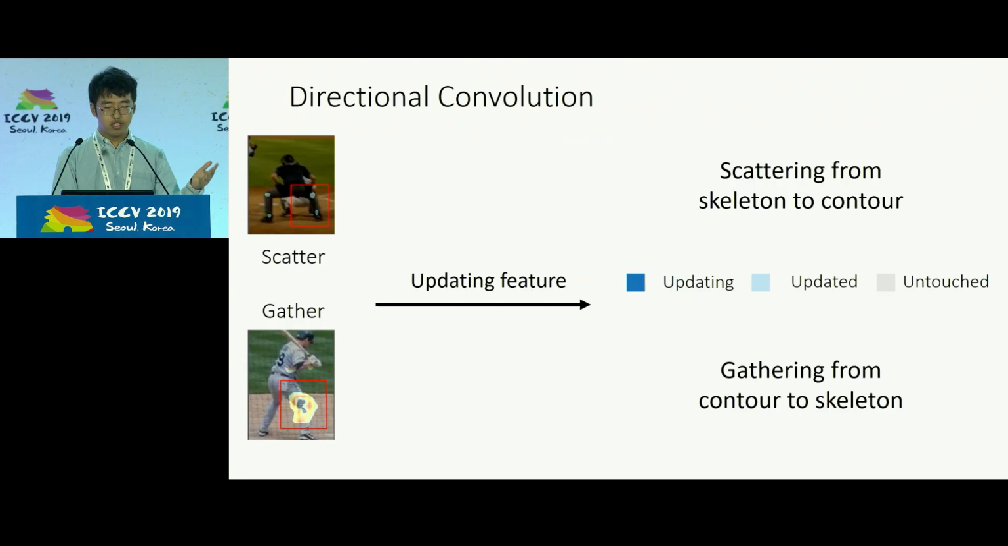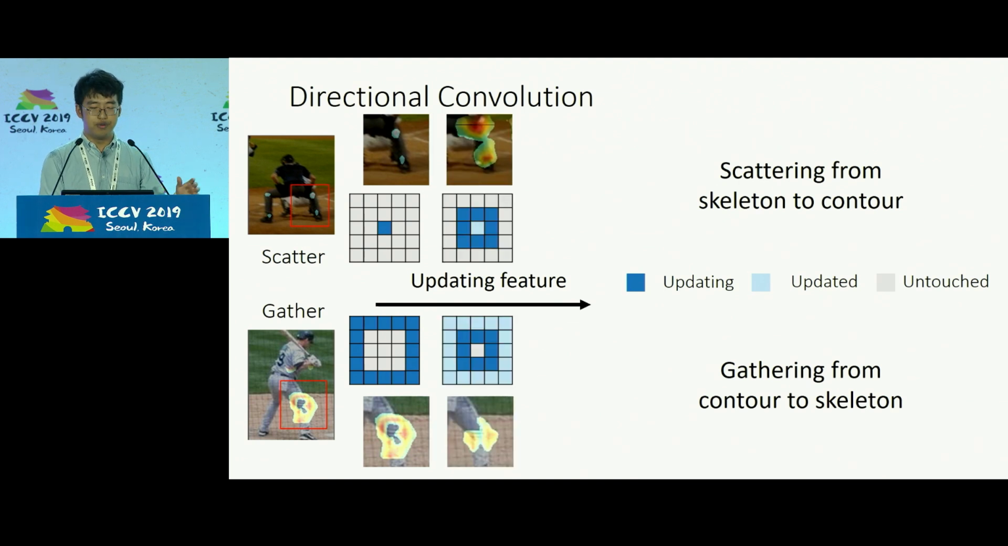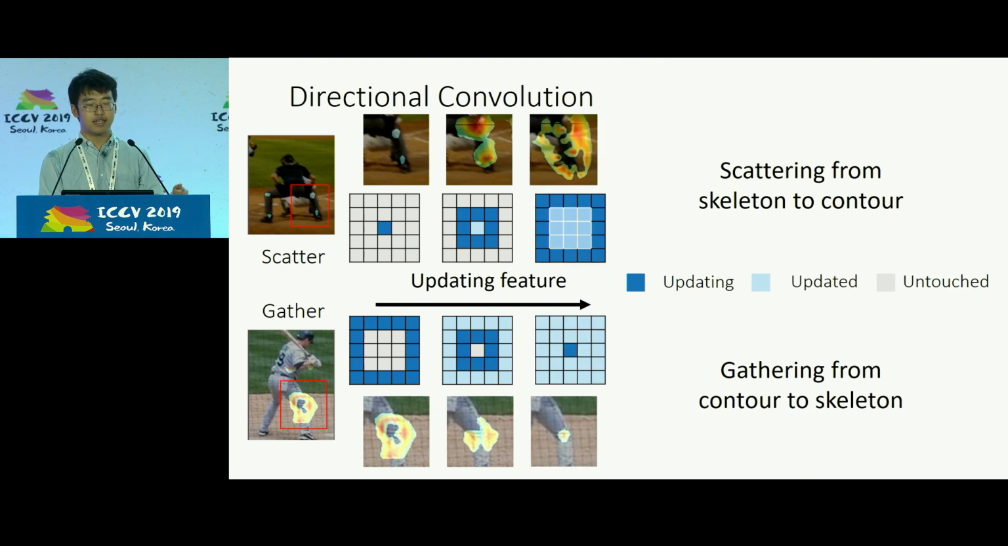And directional convolution further improves the X structure. It is used in feature transformation. It updates features in an inside-out or outside-in order during one-pass convolution. By doing so, it simulates the scattering from skeleton to contour and the gathering from contour to skeleton, which makes feature transformation more efficient.